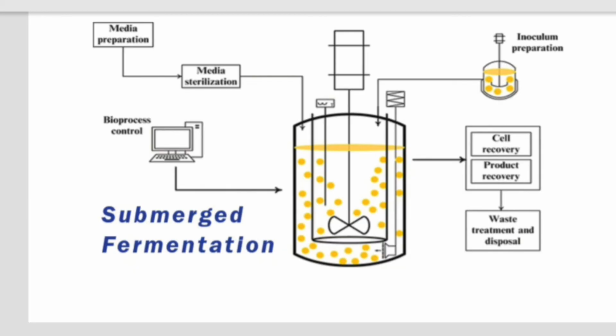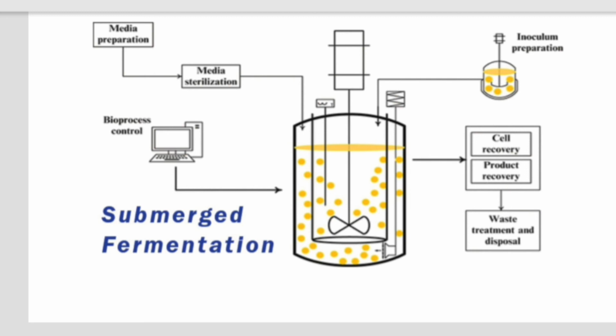This is the diagrammatic representation of submerged fermentation. Here the central cylinder shown is the fermenter, and we are introducing the media here. At first we have to prepare the media, then we have to sterilize the media, and the media is the substrate required for microbial growth. It is fed into this fermenter, and then the microorganism that grows in this media and converts it into useful product is taken as inoculum. We have to prepare the inoculum and maintain the correct proportion of inoculum to be added along with the media.